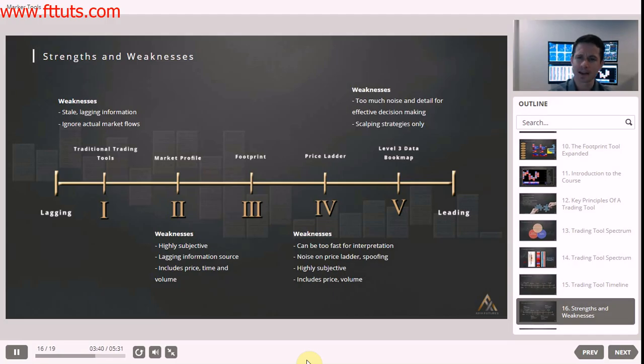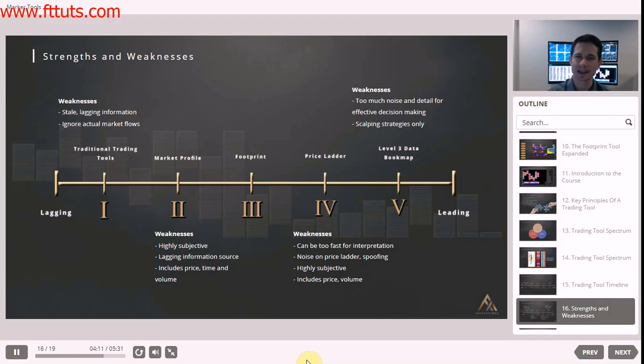And again, the price ladder can be highly subjective, in the sense that one trader might say, oh, can you see all that buying? Where another trader says, well, yeah, that's being absorbed by sellers. So it can be a highly subjective trading tool as well. And obviously the price ladder only includes price and volume, so it doesn't include any kind of relative changes. It doesn't include any kind of snapshots or summarized version of what's effectively occurring on the price ladder.